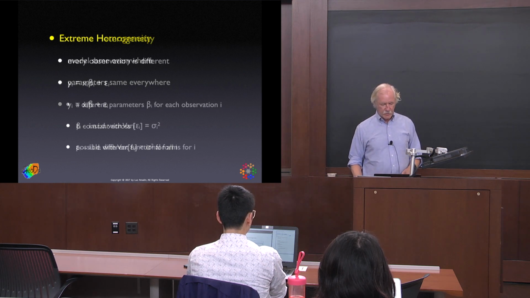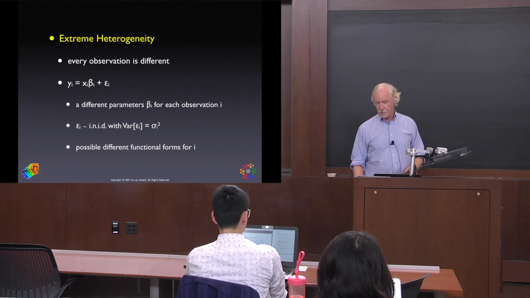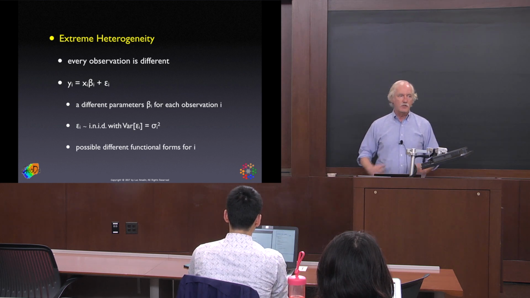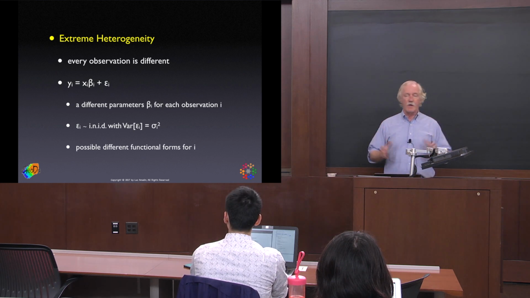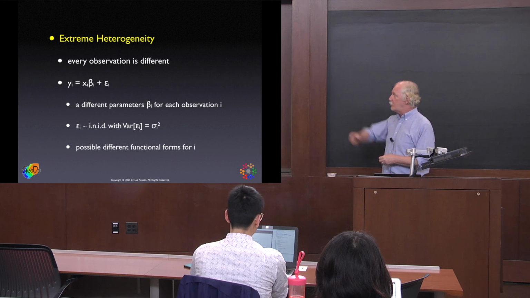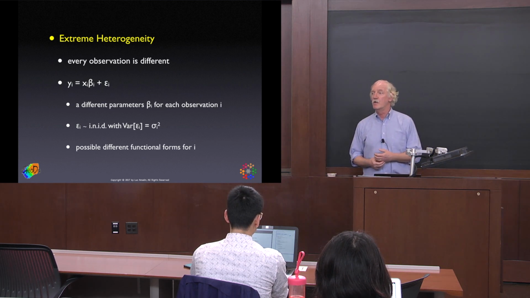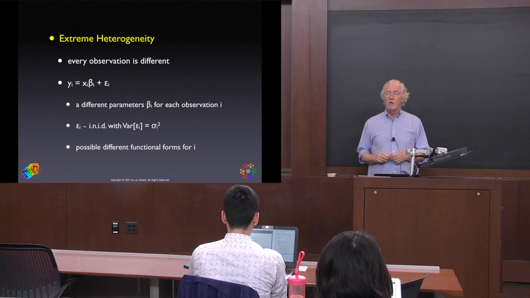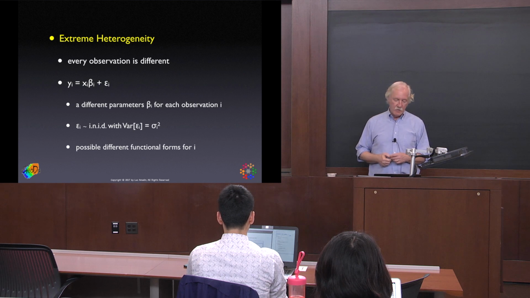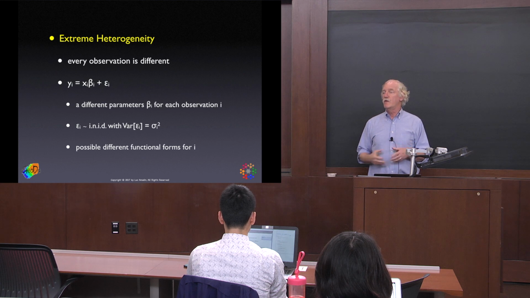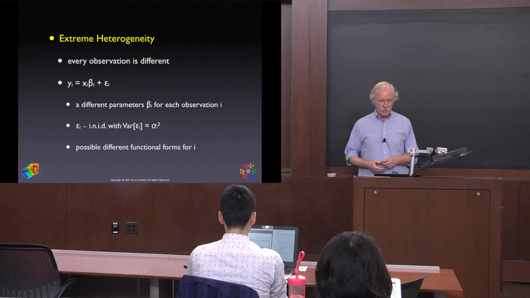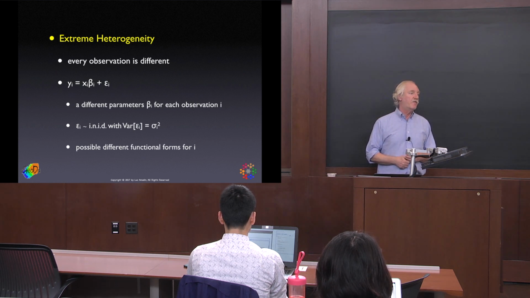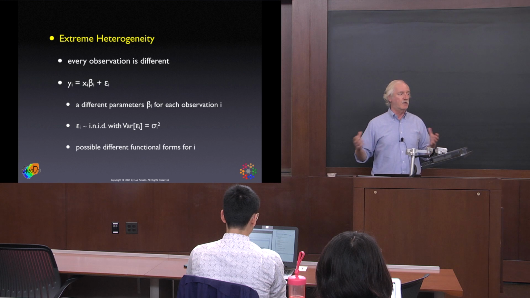Then on the other end of the spectrum is something which basically is unworkable, but people like to think about it sometimes conceptually. It's where everything is different everywhere, right? So you have the i subscript for each location. There is a different beta i for each location. And we could even have a different error term with a different variance at each location. We know that as heteroscedasticity, but also different functional forms in different subsets of the data, right?